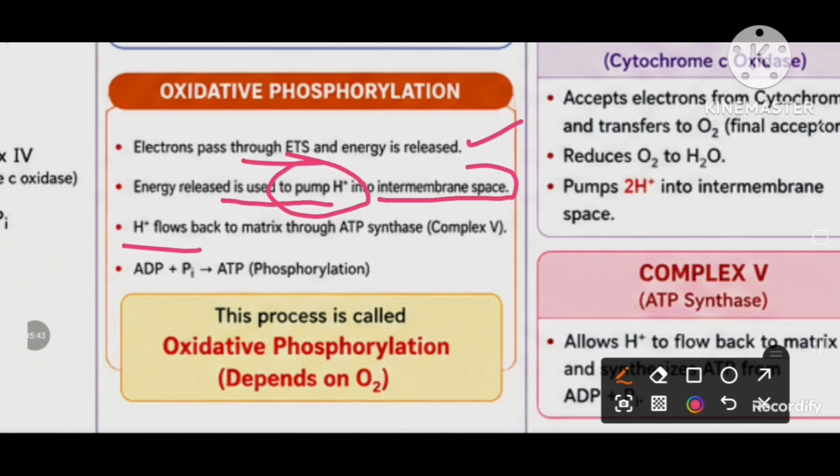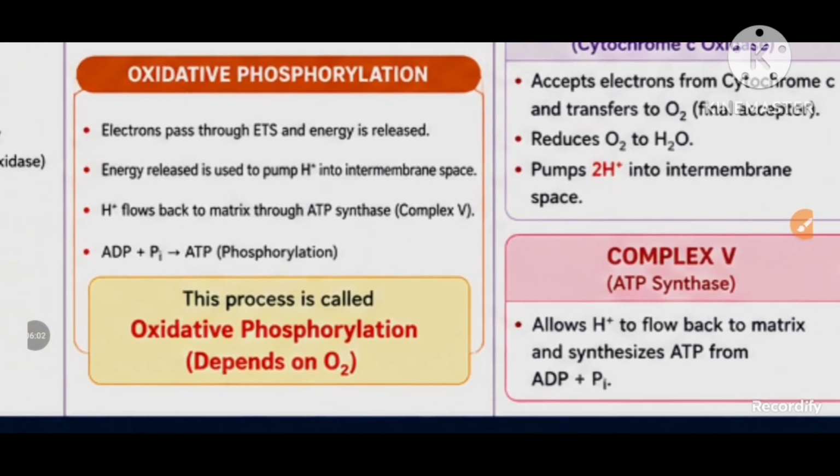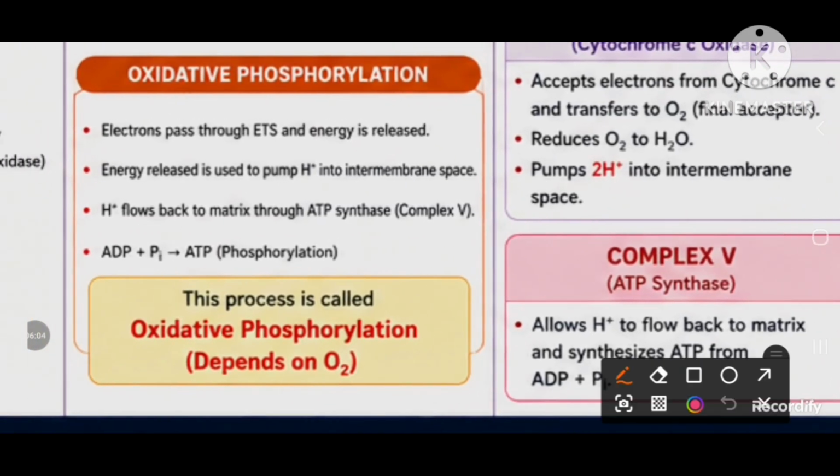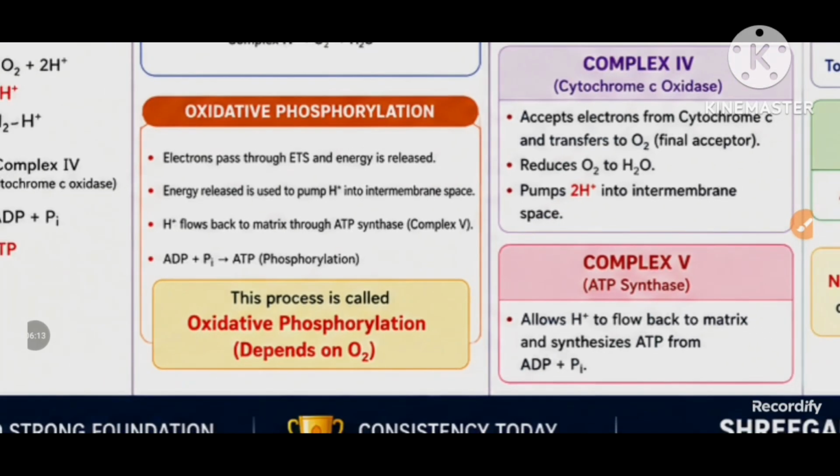And here H plus ions flow back to the matrix through ATP synthase, complex number 5, and here ADP binds with inorganic phosphate and forms ATP, and this we can call phosphorylation. So the addition of a phosphate group to a molecule we can call phosphorylation, and the total process we can call oxidative phosphorylation, which depends on the oxygen molecule. Hence this process is known as aerobic respiration.